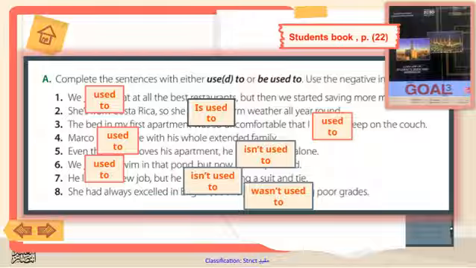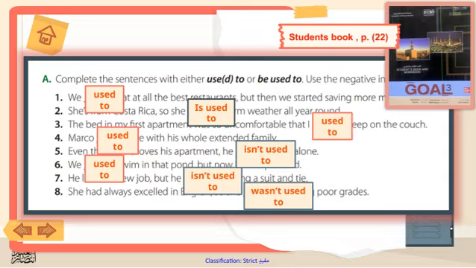For instance, "she is used to waking up early" means waking up early is a normal part of her routine now. The phrase "used to," without the "is" or "was," is often used to talk about past habits or routines that are no longer happening. For example, "I used to play football every weekend," meaning I played regularly in the past but don't anymore.